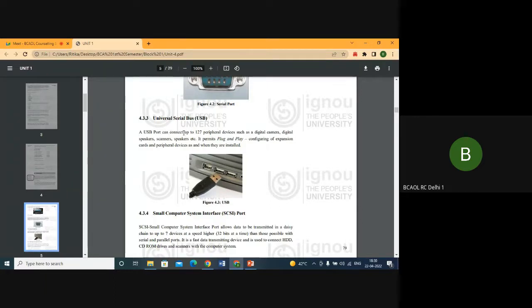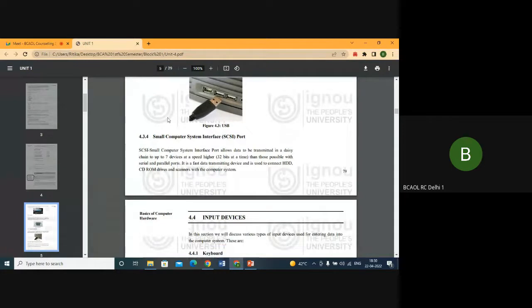A USB port can connect up to 127 peripheral devices such as digital camera, digital speakers, scanner, etc. It permits plug and play configuring of expansion cards and peripheral devices as and when they are installed. So installation is also not required. They are plug and play. So your mouse, keyboard, whatever devices nowadays are generally USB, plug and play devices.